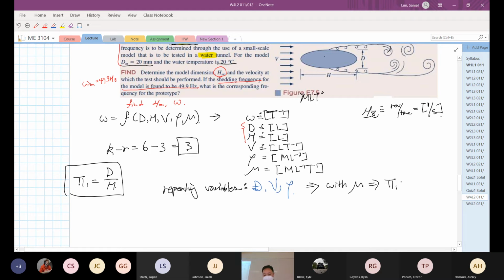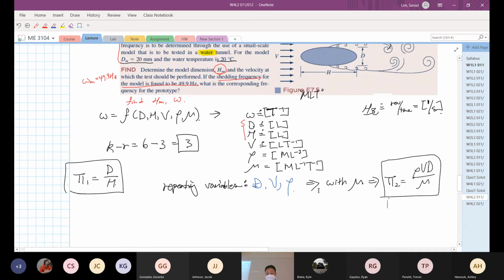we have a pi term, the second one. So Reynolds number, rho V D over mu, right? Later, once you just see the list of the variables, you come up with the Reynolds number right away. Because we know if I pick D, V, rho, and it's combined with the mu, then we're always going to have the pi term, the Reynolds number, rho V D over mu.